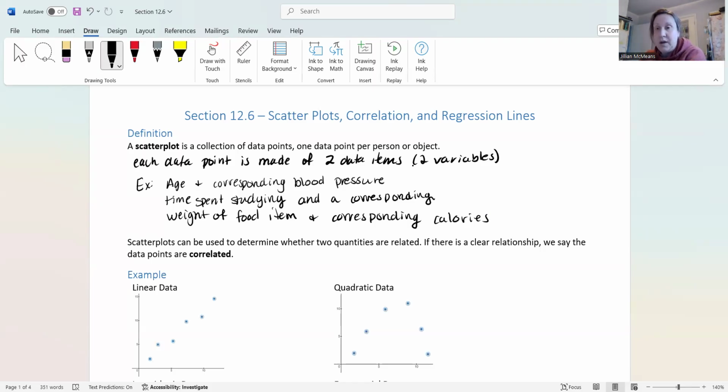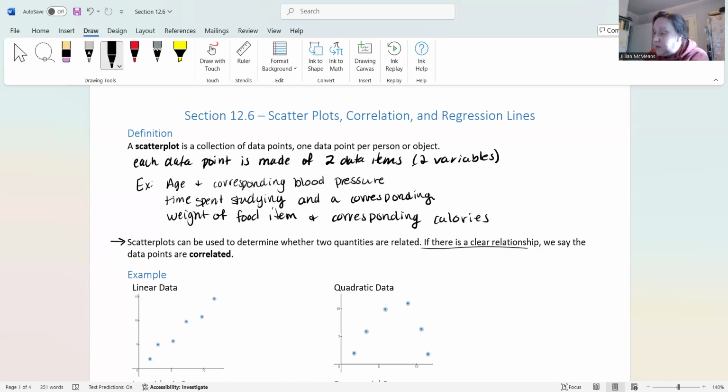If we were going to look at our class and the time they spent studying for the final and their corresponding grade on the final, each student would have one data point, but each data point is made out of two items: time spent studying and corresponding grade on the final. Now, scatter plots are used to determine whether two quantities are related. Is there a correlation between the time spent studying and a corresponding grade on a final? Is there a correlation between the weight of a food item and the number of calories in that food item? Is there a relationship between age and blood pressure? Is there some kind of relationship between these two data items that make up each data point? That's what a scatter plot is used for.